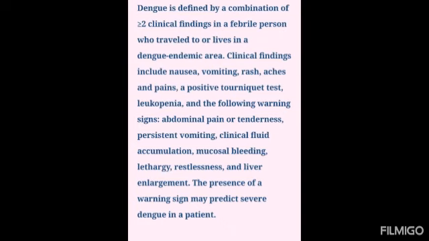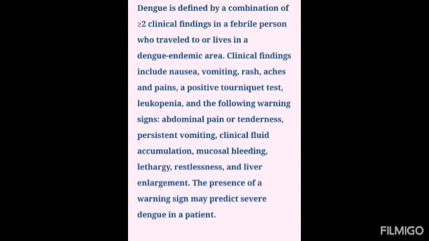Dengue is defined by a combination of 2 or more clinical findings in a febrile person who travels to or lives in a dengue endemic area. Clinical findings include nausea, vomiting, rashes, aches and pains, a positive tourniquet test, leukopenia, and the following warning signs.